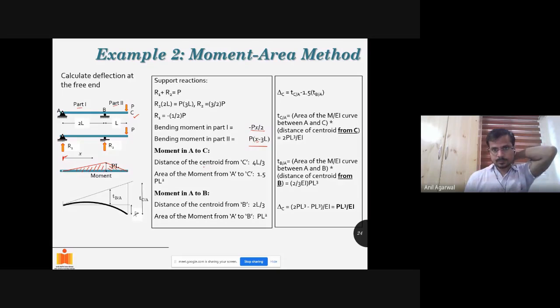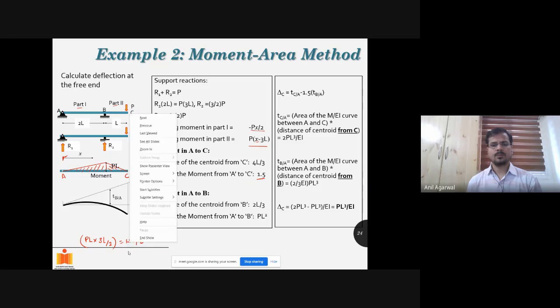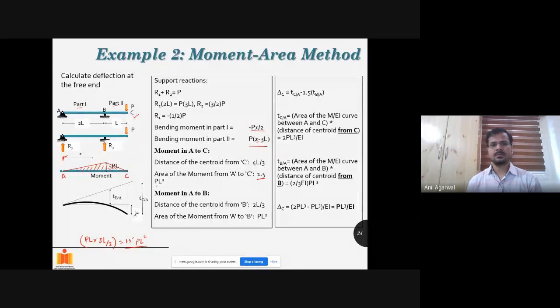Okay, so if we take a look at the moment from A to C, the whole thing, the whole area will be equal to how much? What is this value? How much is this moment? PL. Okay, multiplied by the total length, which is 3L, and divided by 2. That is the total area. That is 1.5 PL squared. Okay, that is the same as this 1.5 PL squared. Now, where is the centroid? Of course, you can calculate the centroid.